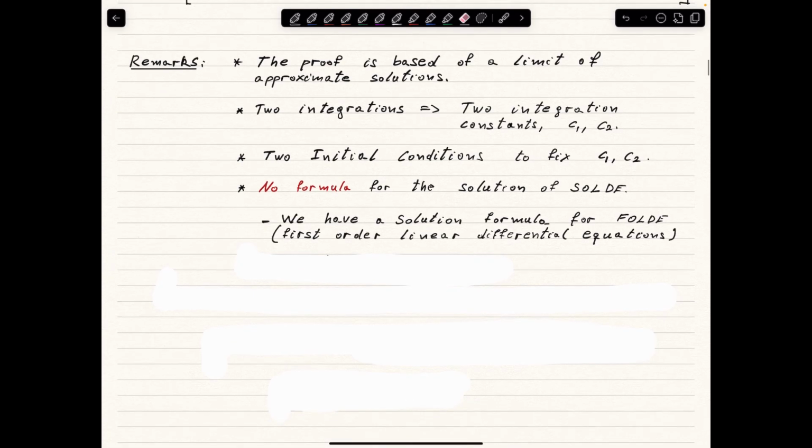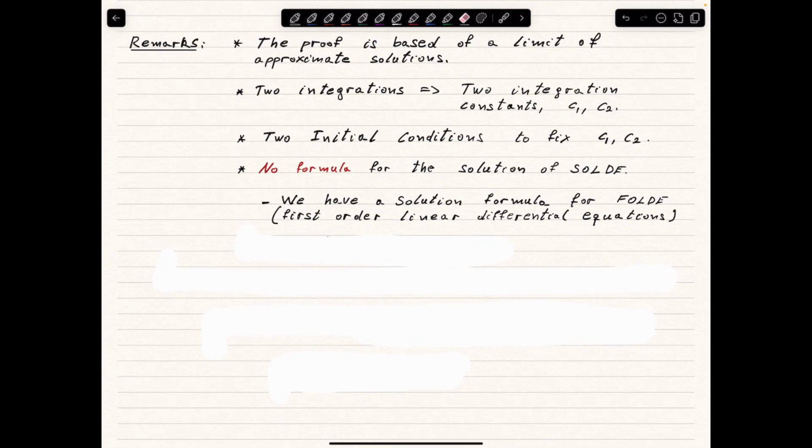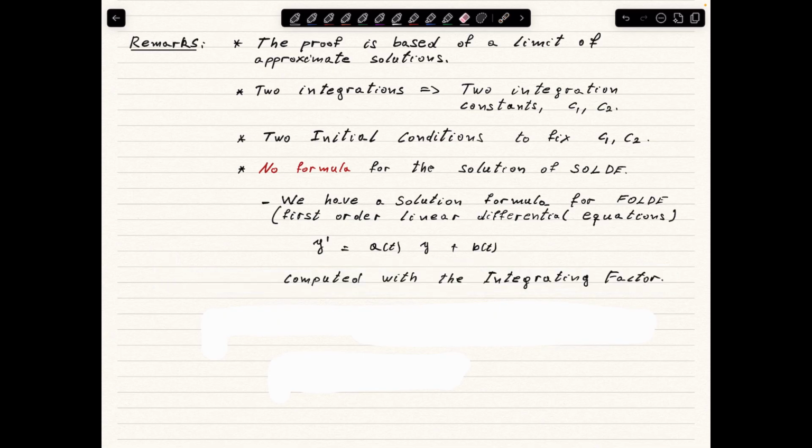So let's put that in writing. We have a solution formula for first order linear differential equations. Recall how we wrote these equations in this way, and we say that we can solve this equation with what we call the integrating factor method.